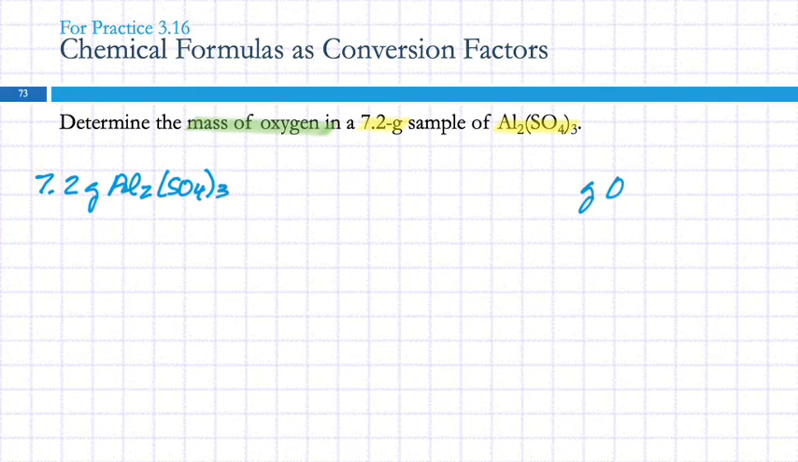Well, what probably goes in the middle? Moles. Moles in the middle. I can convert grams of aluminum sulfate to moles of aluminum sulfate. And then from the formula, I can tell how many moles of oxygen are in that many moles of the compound. And then I can get to grams of oxygen.